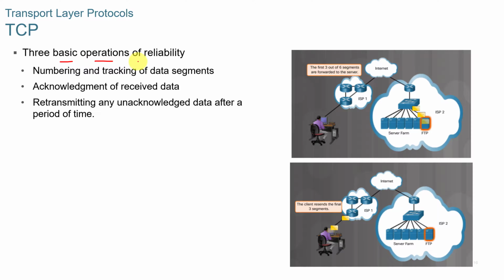TCP has three basic operations of reliability. It allows for numbering and tracking of data segments. It acknowledges received data, and it retransmits any unacknowledged data after a period of time. So TCP is a connection-oriented protocol, and that's important to know.